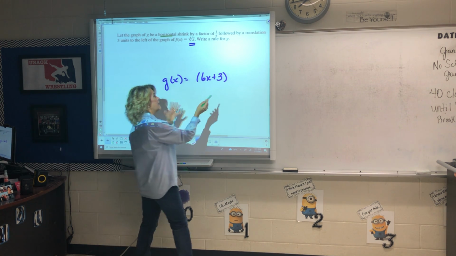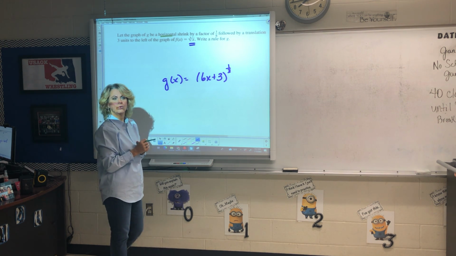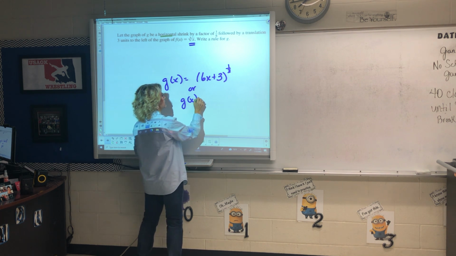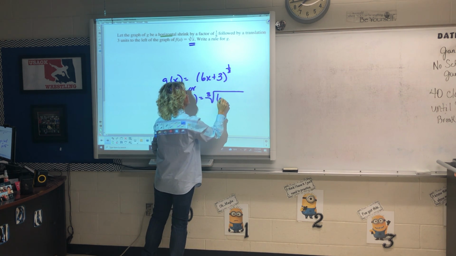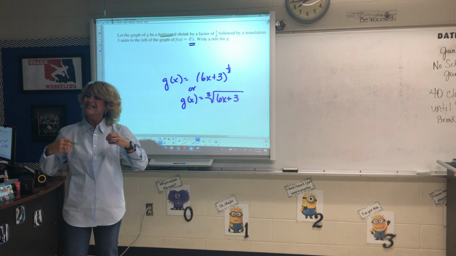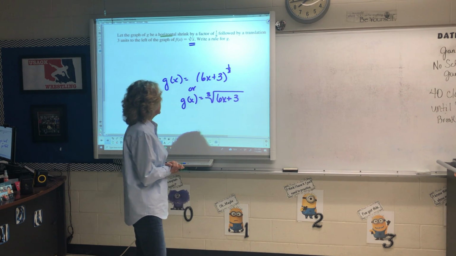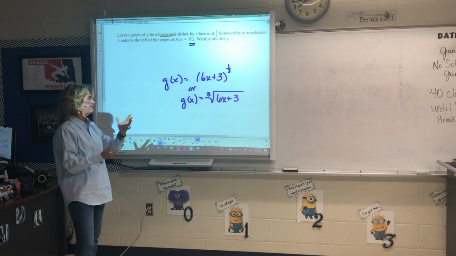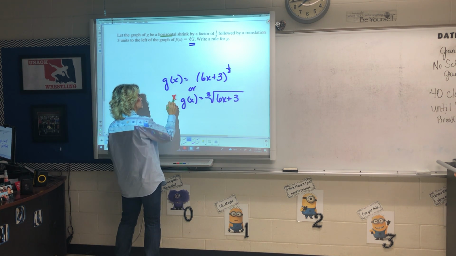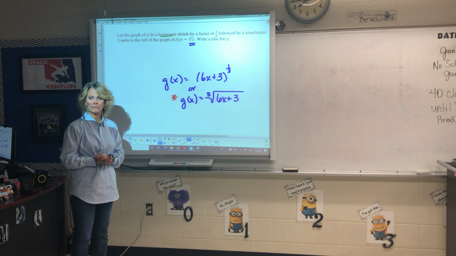So let me ask you this. If I wanted to leave it like this, can I just do that? Yes. I can write it like that, or I can write it like this. Everybody with me? Now, for consistency, we wouldn't necessarily have to do that for graphing purposes, but just for consistency, guys, I would like for you to write your answers like this. Everybody with me? Questions? No?